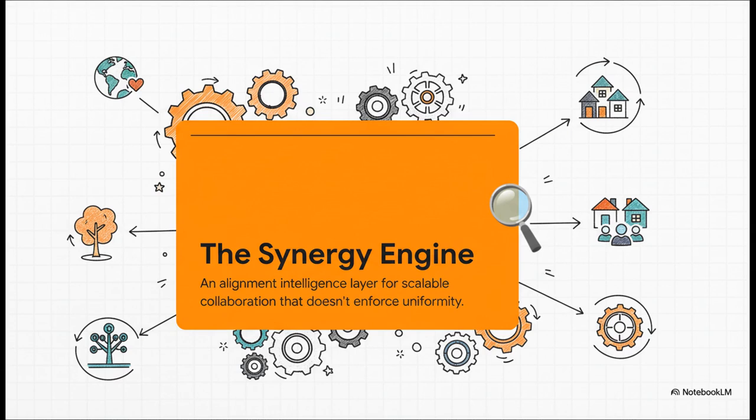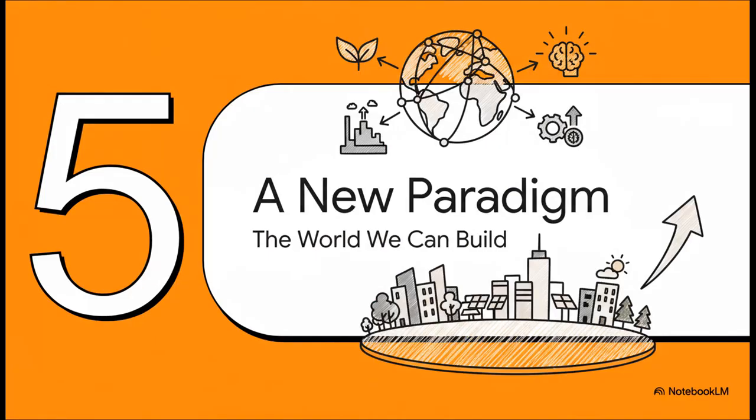Right at the very heart of Phoenix is this thing called the Synergy Engine. You can think of it as the smart core of this new OS. It's an intelligence layer that finds all the connections and alignments between different efforts. This allows for massive, global collaboration, while, and this is key, still empowering local communities to do what works best for them. So what does a world that's actually running on this new operating system look like?